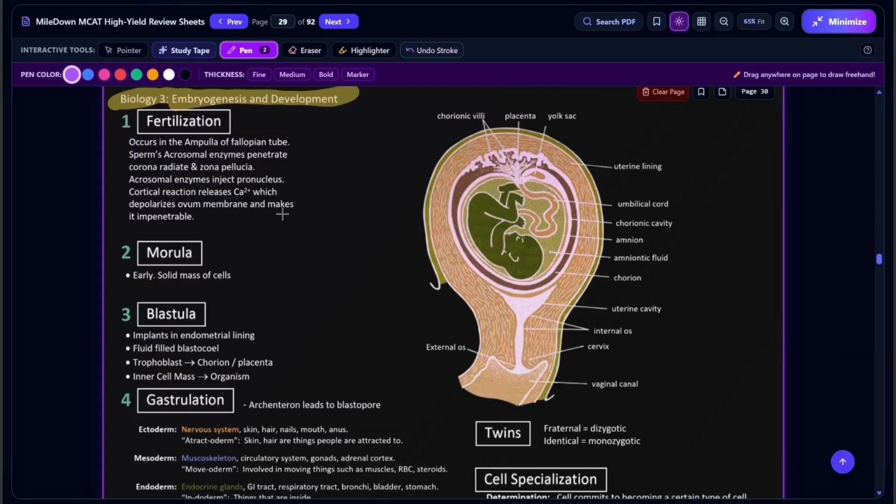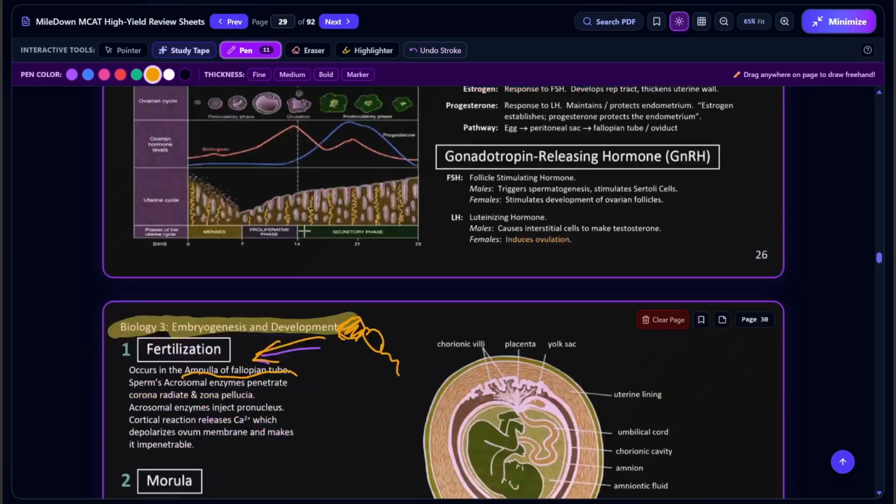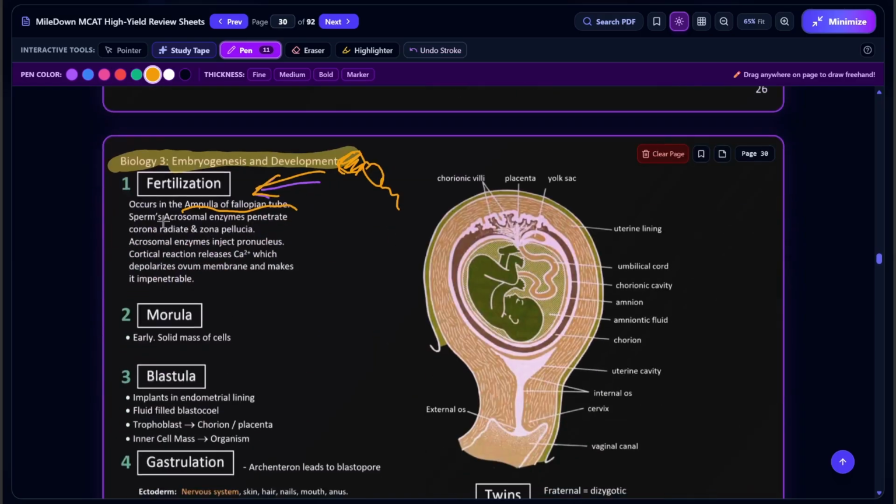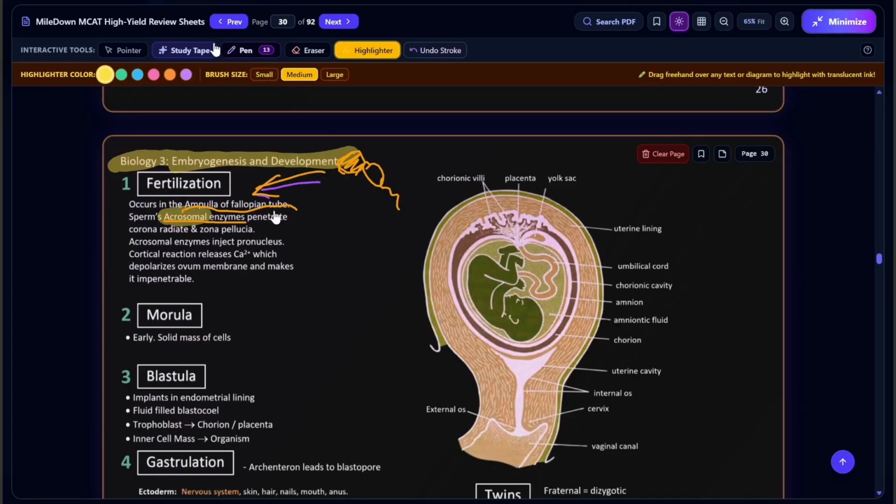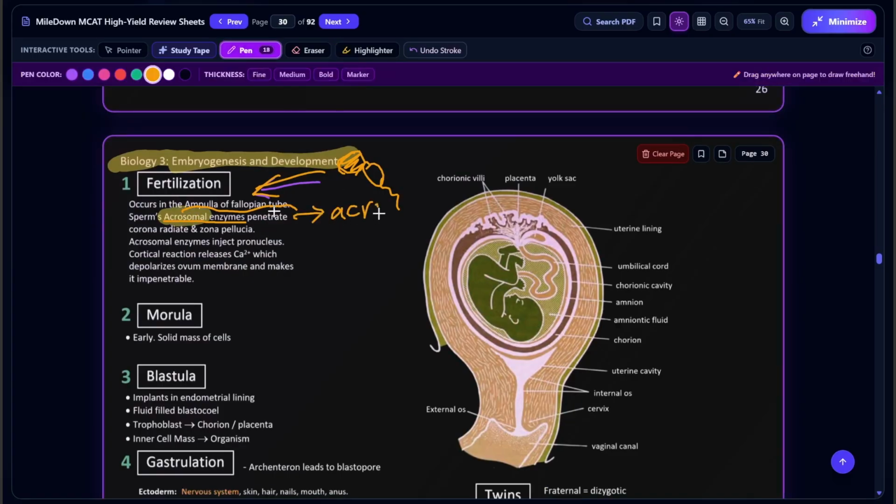Sorry guys. About fertilization. I already talked a little bit about fertilization, that the sperm needs to meet the egg to get fertilized, and that occurs in the ampulla of the fallopian tube. Like I said, the eggs after the menstrual cycle are leaving and they go into the fallopian tube. The sperm's acrosomal enzymes penetrate. You should know what acrosomal enzymes are. You should know the term acrosome reaction.